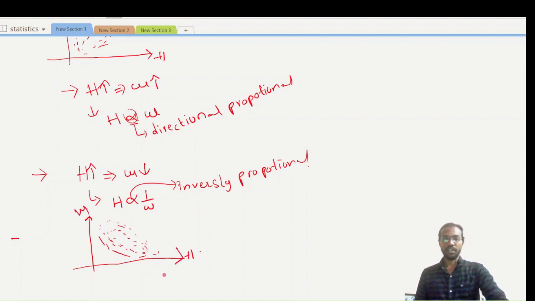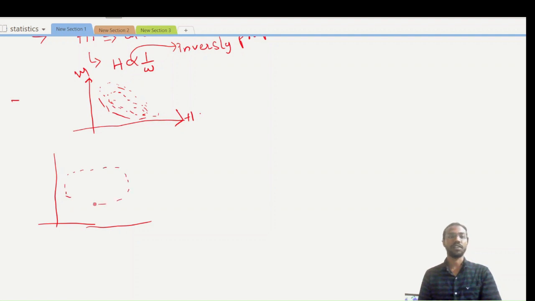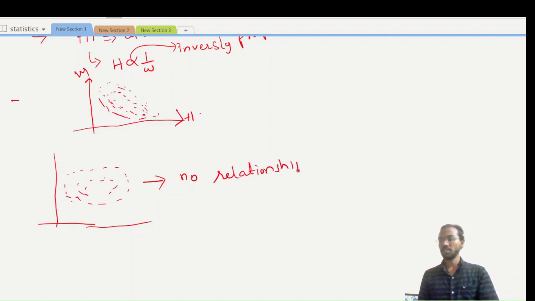In another scenario, sometimes the plot looks like this. Here we can say that there is no relationship in the data points.